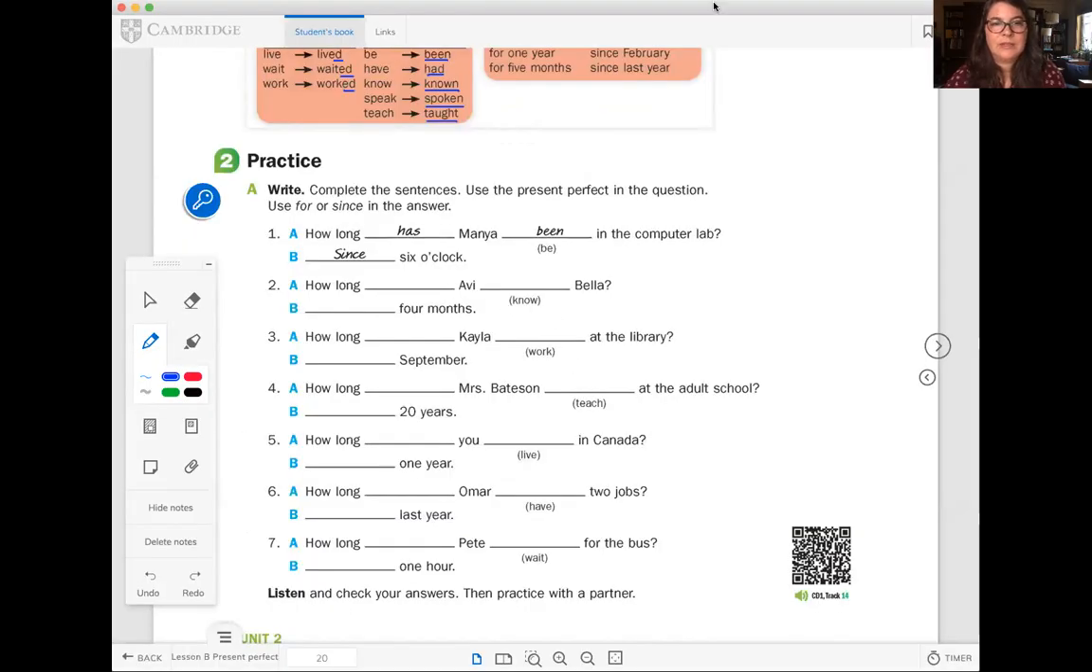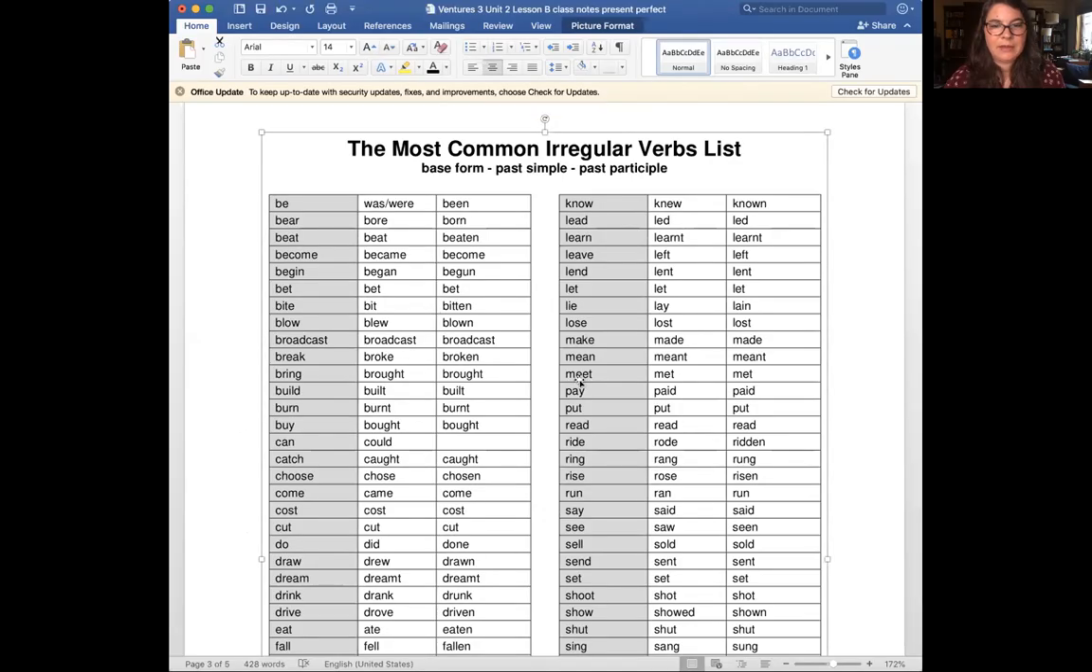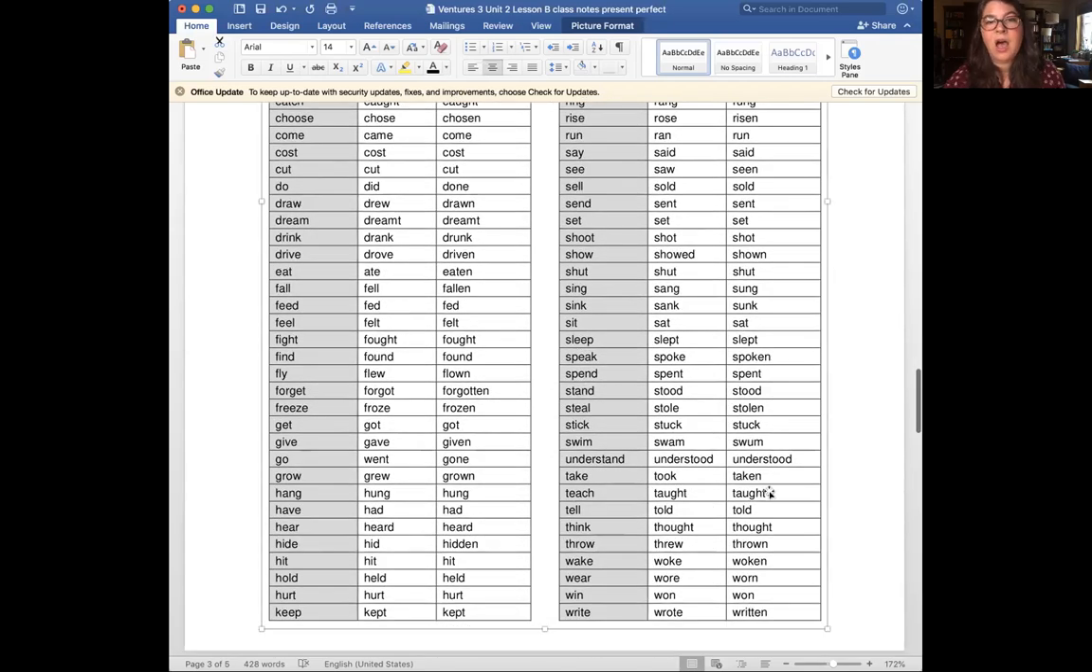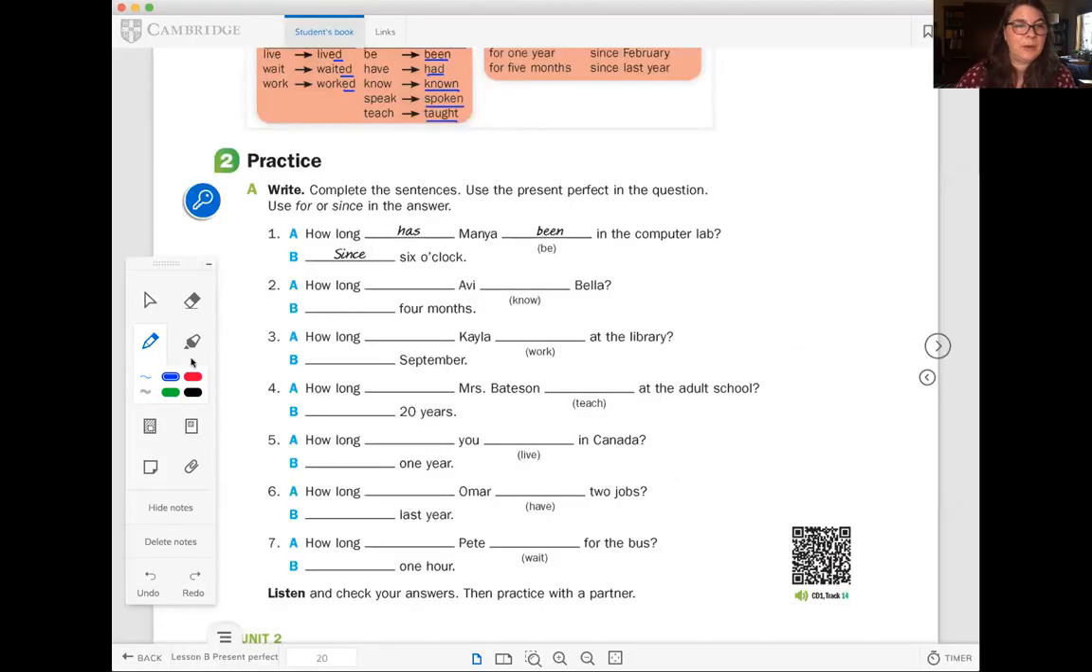Teach, what's the past participle of teach? Come back to here, this is alphabetical. Teach, taught, taught. Okay, so please, you can use this chart to help you answer this. Okay, let's go back here.